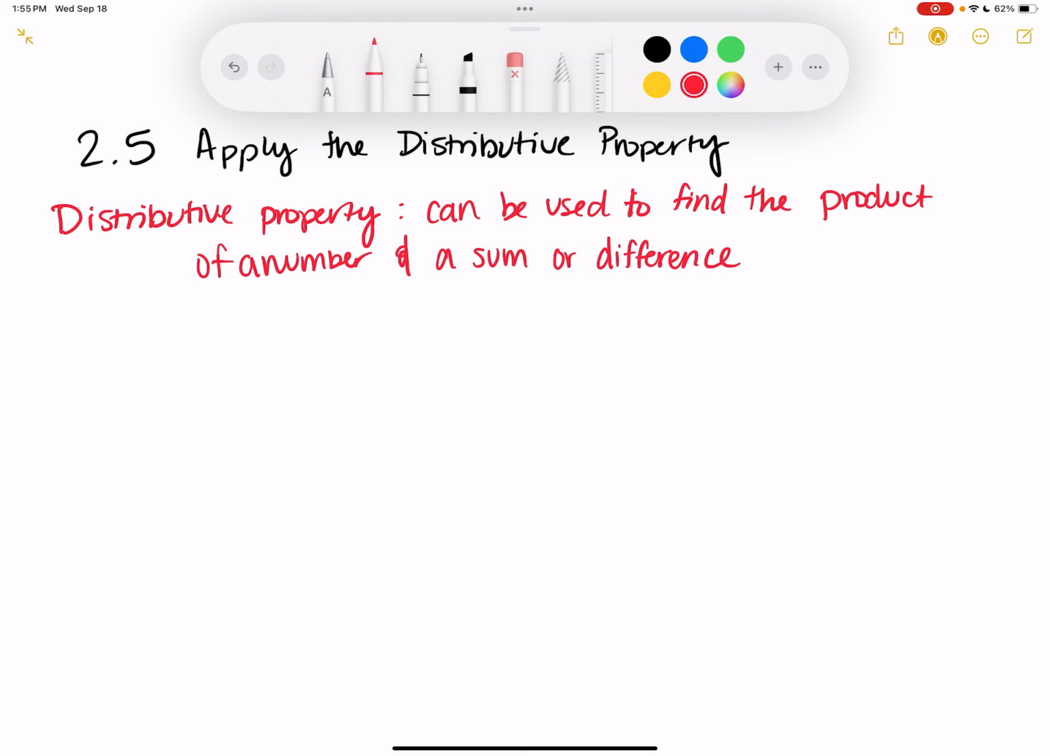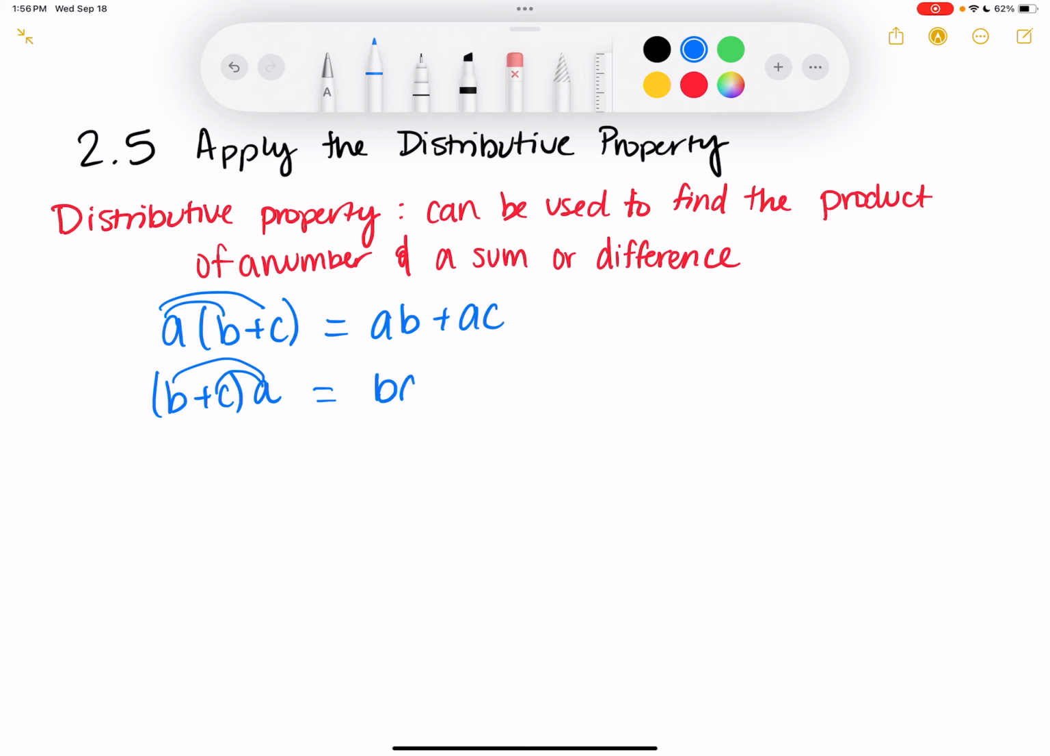So a couple different ways that you could see this written out. If we had A times B plus C, then when we distribute, we multiply this piece times each of these things in here, and so we would get A times B plus A times C. Now you may also see it written this way, B plus C and then times A. Even though it's in a different order, we still do the same thing. We're still multiplying it by each thing that's in here. So this would just be B times A plus C times A.